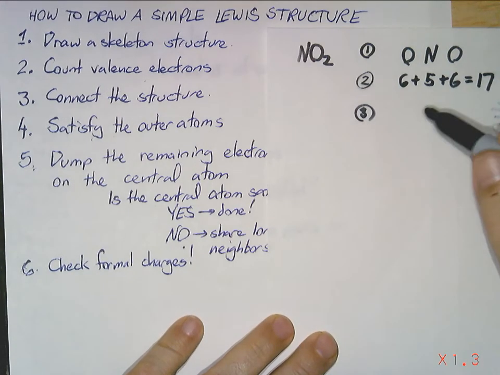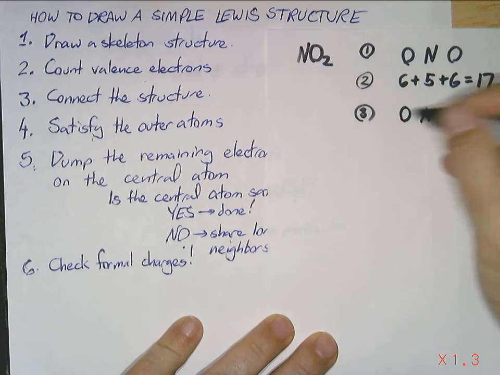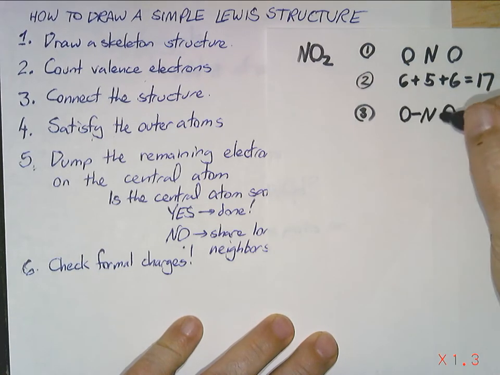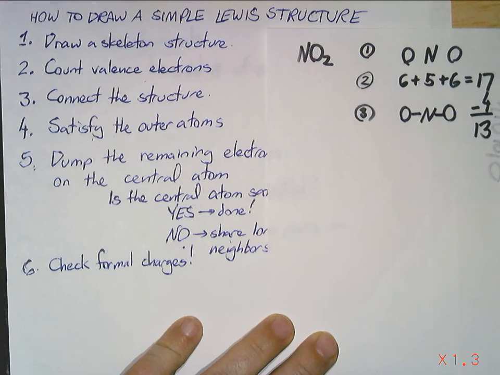All right, third step is connect the structure. So I'm going to draw a stick between the central atom and the outside atoms. And that took away how many electrons? Each stick counts for 2. So I took away 4 electrons. All right, I have 13 left.